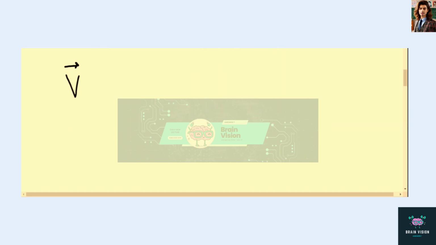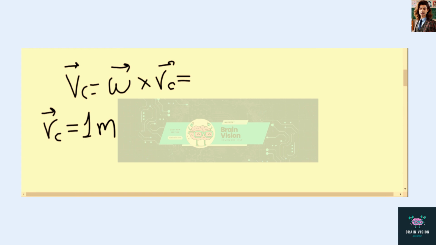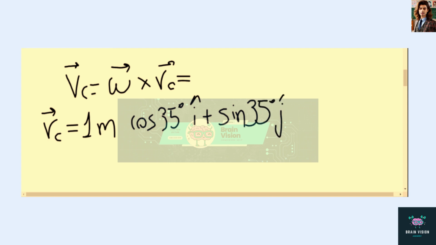Therefore, if someone wants to calculate the linear velocity of point C, we can do the calculation in a determinant form, but we need, of course, the vector position of point C. From the drawing, someone can see that this is 1 meter times the unit vector, which is just, again from the drawing, cosine 35 degrees i hat plus sine 35 degrees j hat.